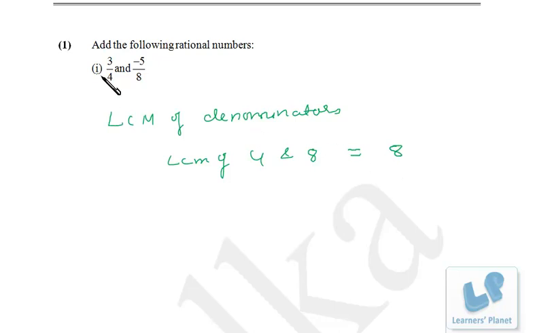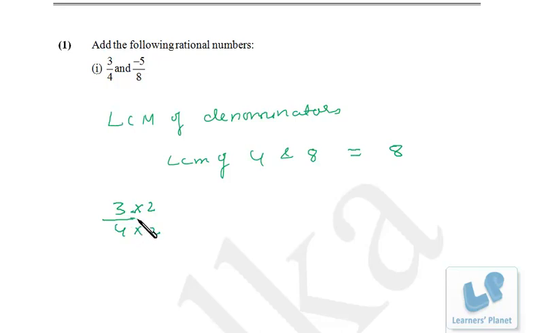Okay. Now what you do? The next step, take the first number 3 by 4. Now how do we get 8? If we multiply the denominator by 2, so you multiply the denominator by 2 as well as the numerator by 2, right? So from the same number, if we multiply the numerator and denominator, then the effect is cancelled, right?